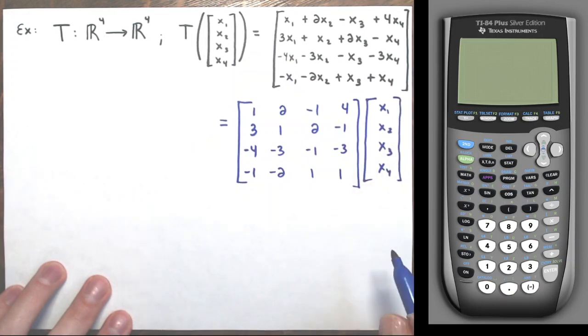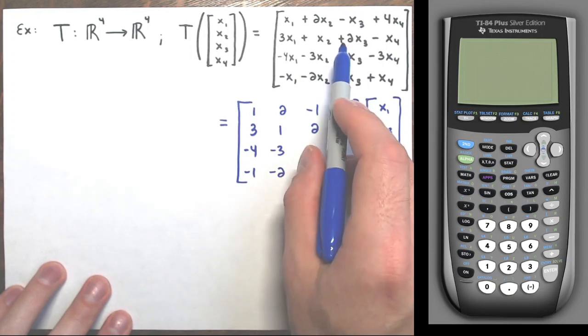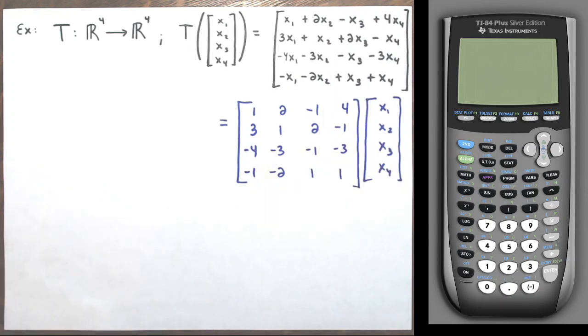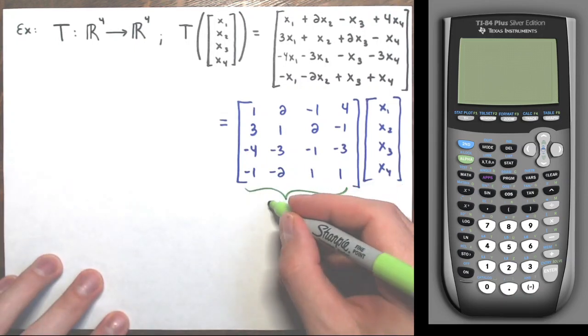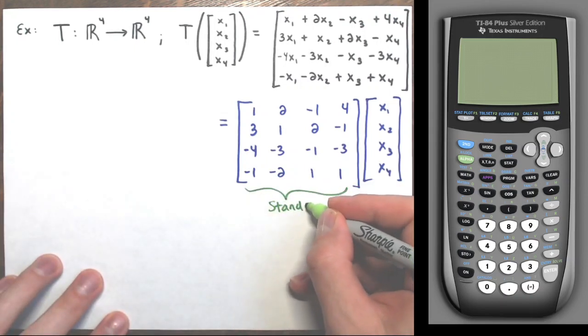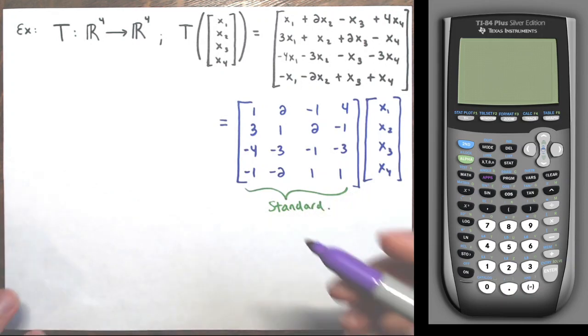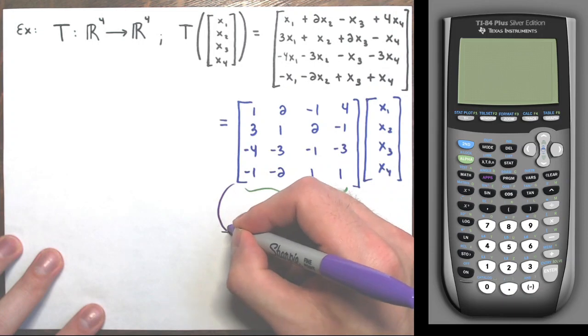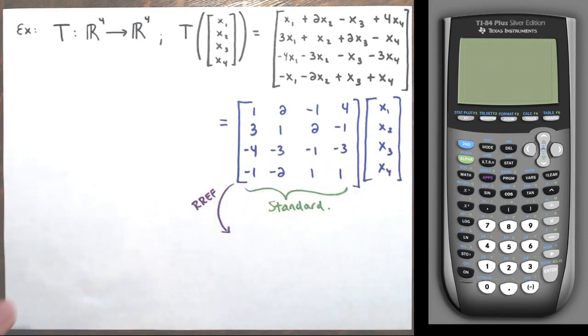And again, you can double check if you wish. Multiply this 4 by 4 times this 4 by 1. Hopefully you get that 4 by 1 matrix back. All right, so here we have our standard matrix, this 4 by 4 matrix here. I'll just write standard. And I'm going to use the calculator this time. I'm going to put this into reduced row echelon form.